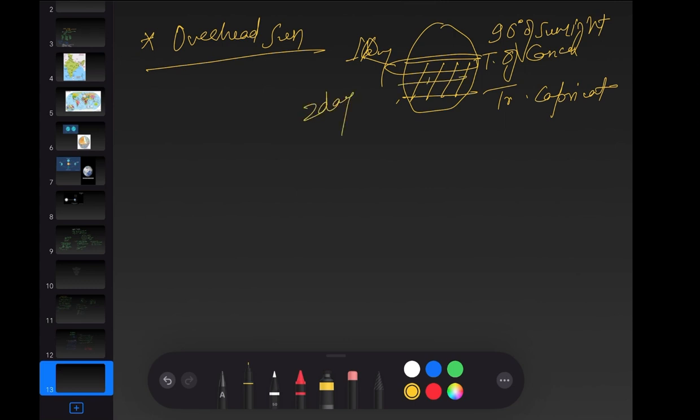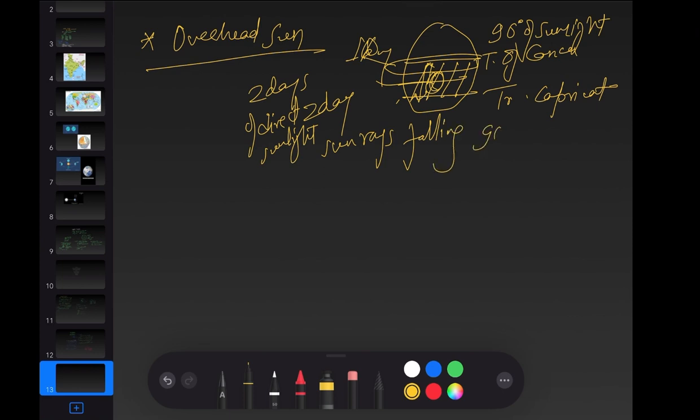When the sun goes to the northern hemisphere, and then comes back to the southern hemisphere, these regions experience 2 days of direct sunlight, that is, sun rays falling at 90 degrees.